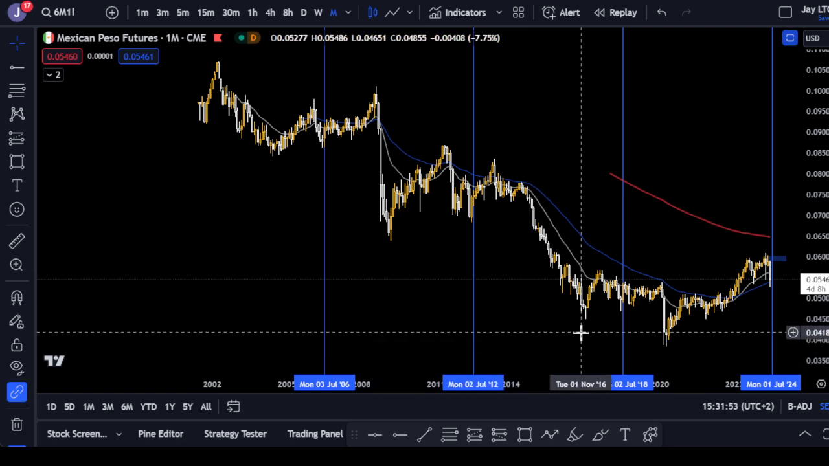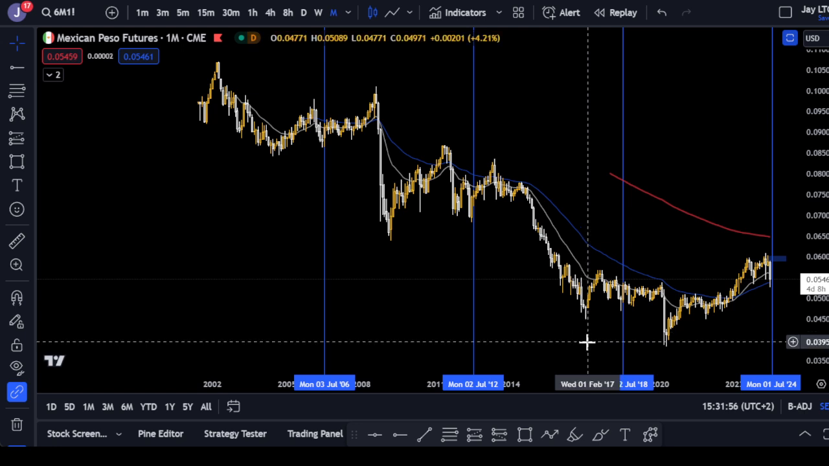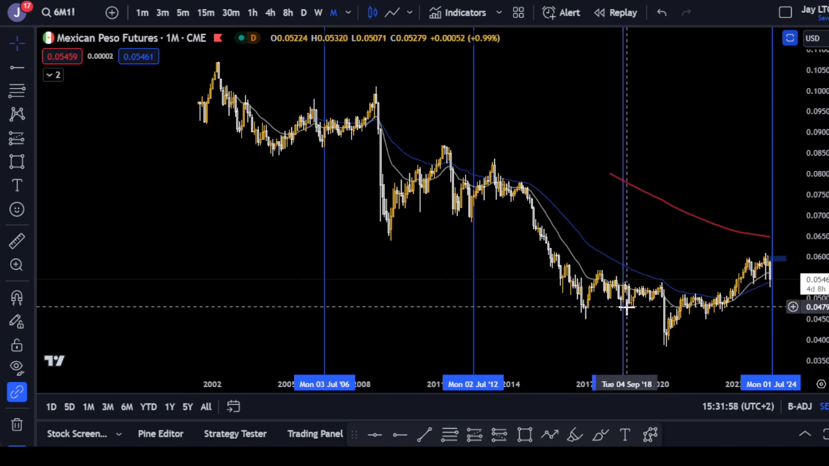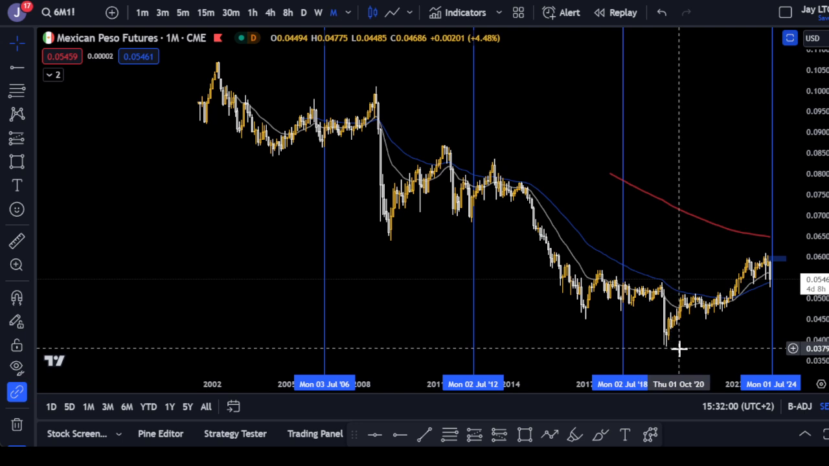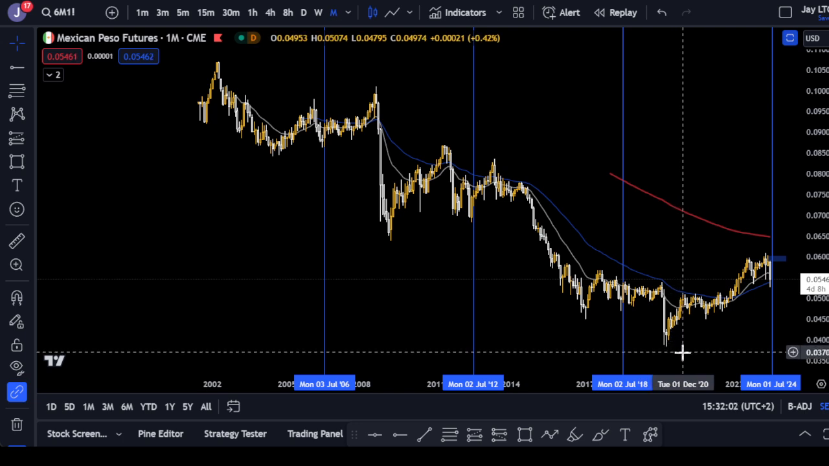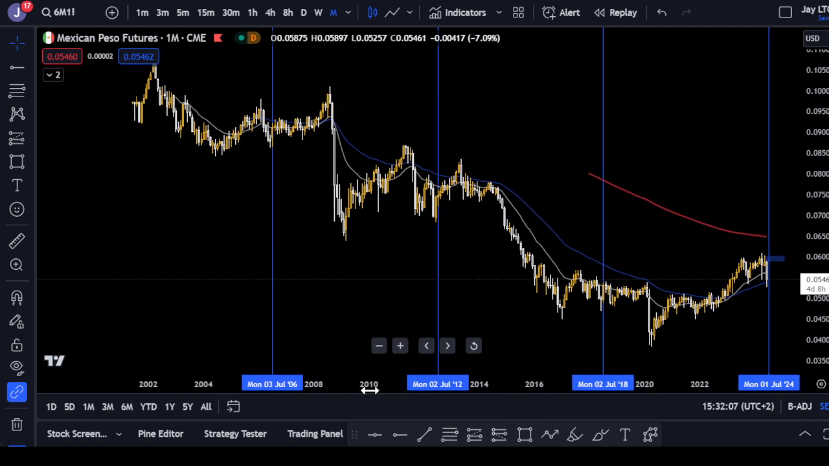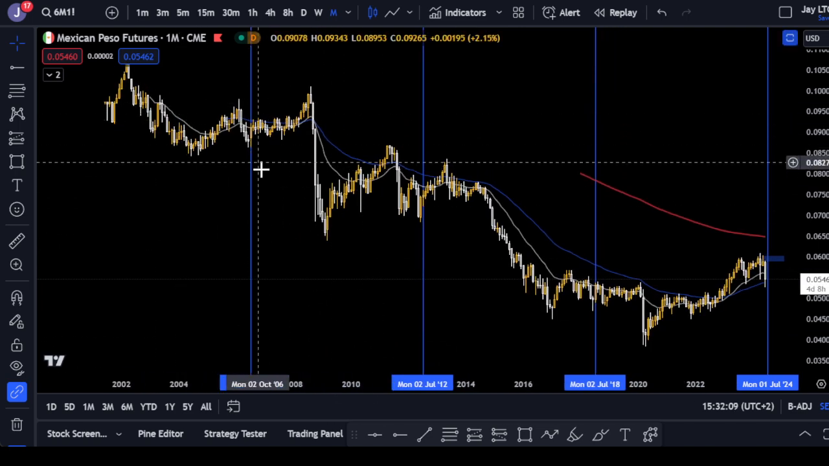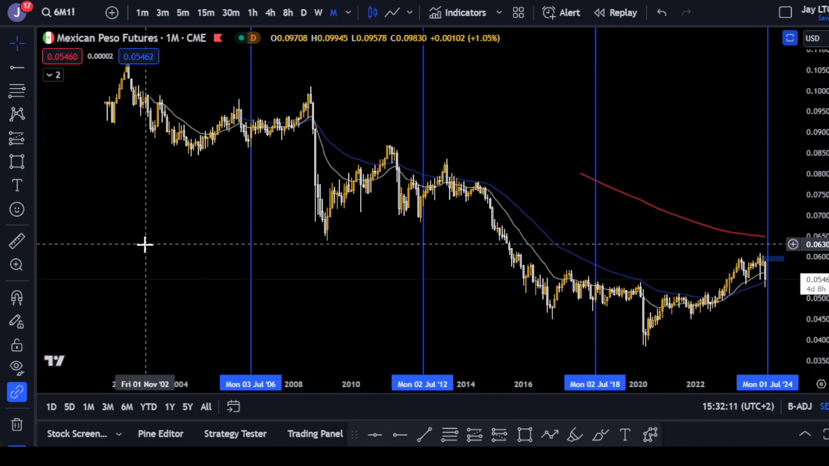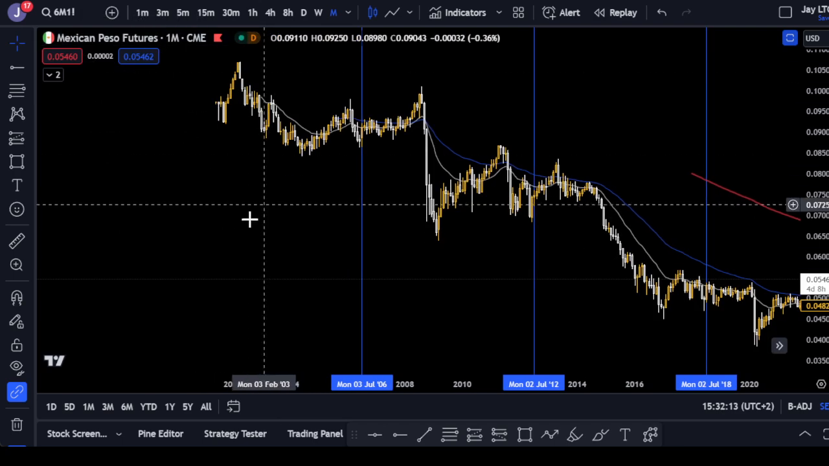First and foremost, it's the 24th of June. It's the end of June, and we have the Mexican election coming up, the 2024 election. And in Mexico, the election is every six years. So what we're looking at now is the Mexican peso futures, all right? Mexican peso futures.